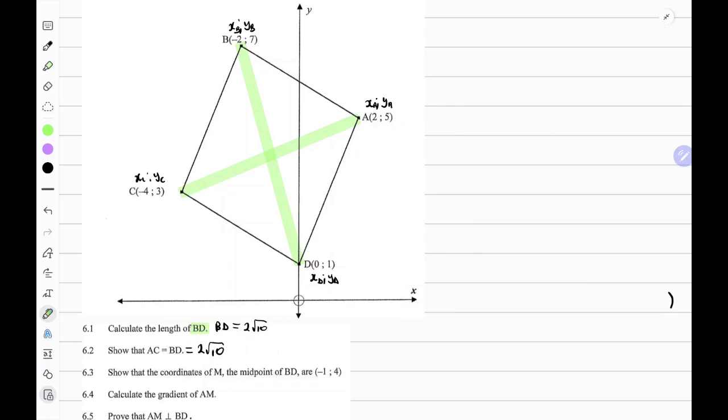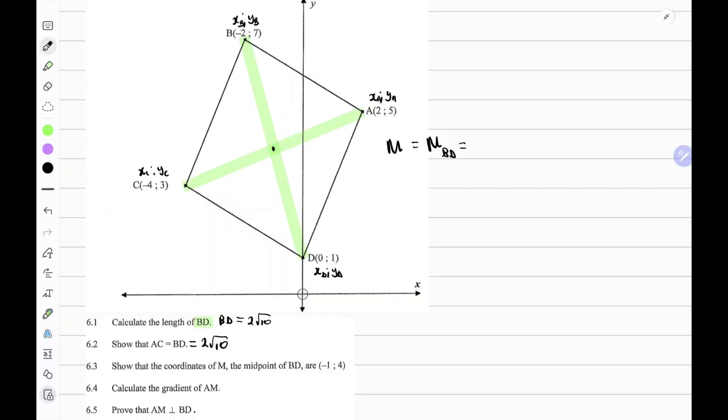So moving on to the next question, they say that we need to show that the coordinates of M, the midpoint of BD, are minus 1 and 4. So let's consider the line BD, and we should know M here is the midpoint. So to find the coordinates of M, we need to apply the midpoint formula. So M, which is the midpoint of line segment BD, is equals to XD plus XB over 2 and YD plus YB over 2.